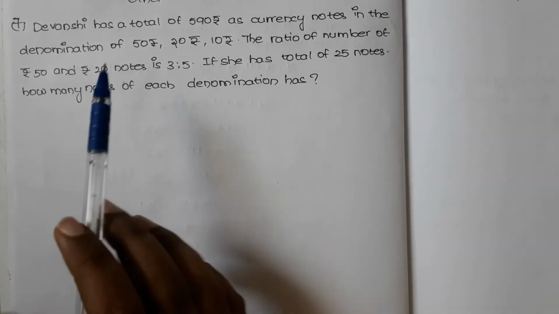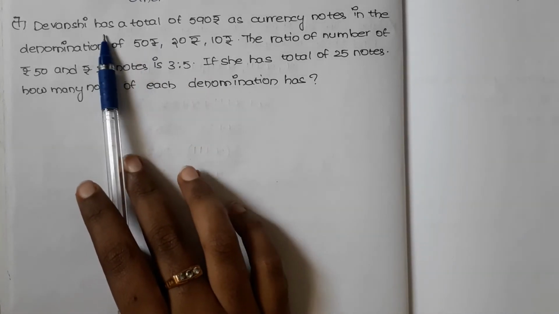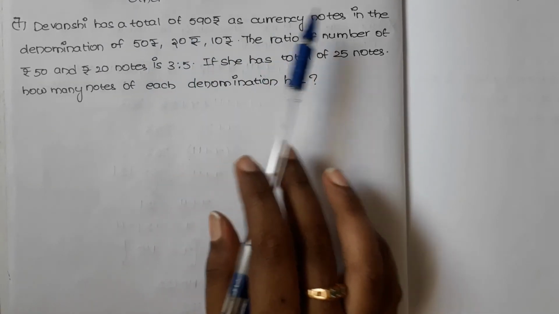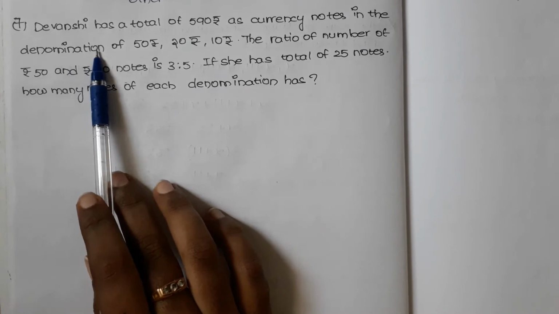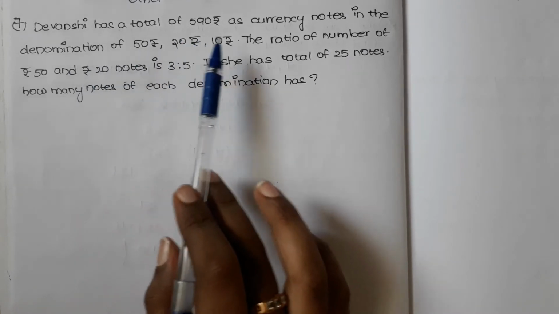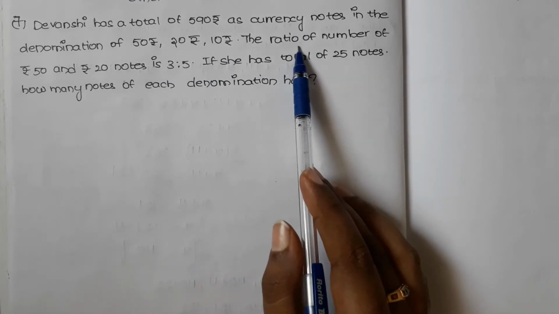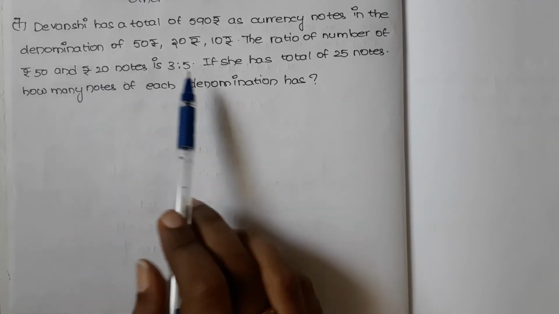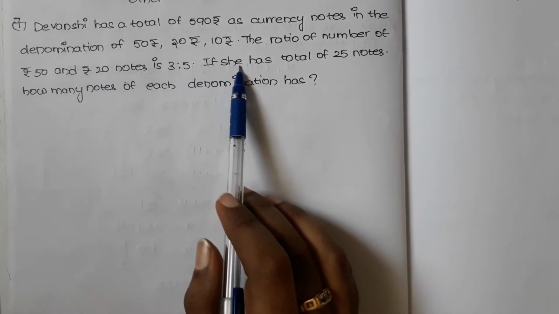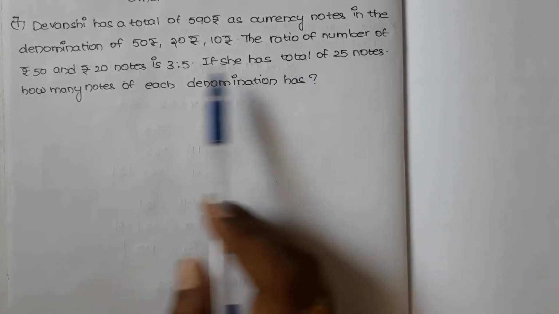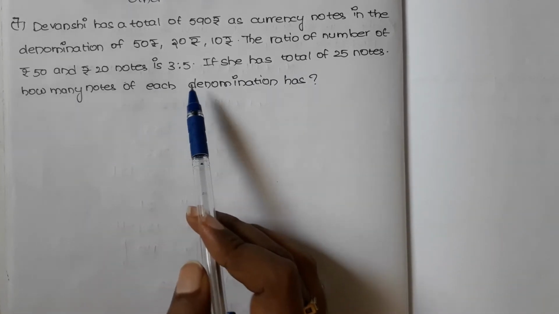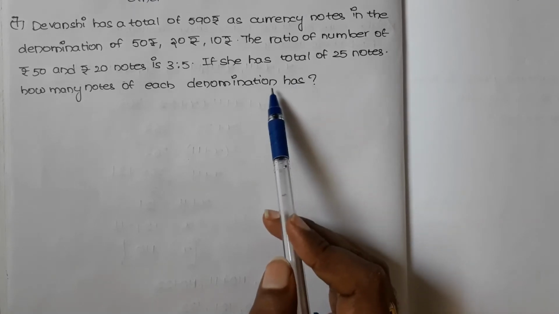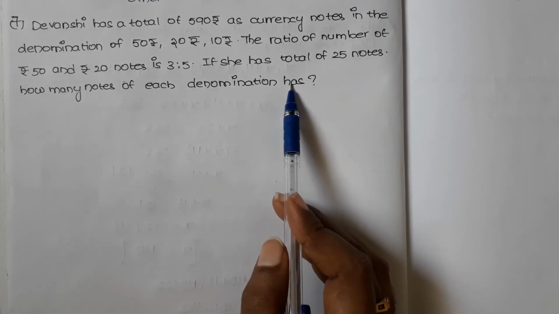Now let us see last example problem, that is Devanshi has total 590 rupees as currency notes in the denomination of 50 rupees, 20 rupees, 10 rupees, and the ratio of number of 50 rupees notes and 20 rupee notes is 3:5. If she has total of 25 notes, how many notes of each denomination does she has? Now let us find how much money she has.